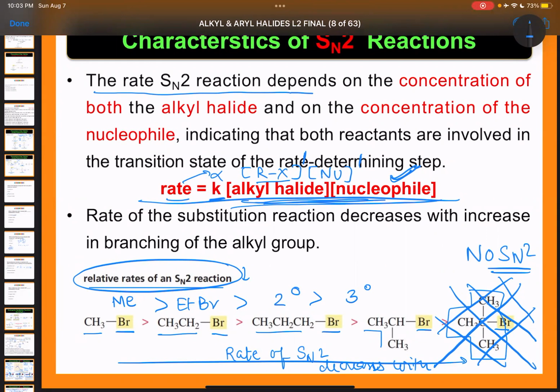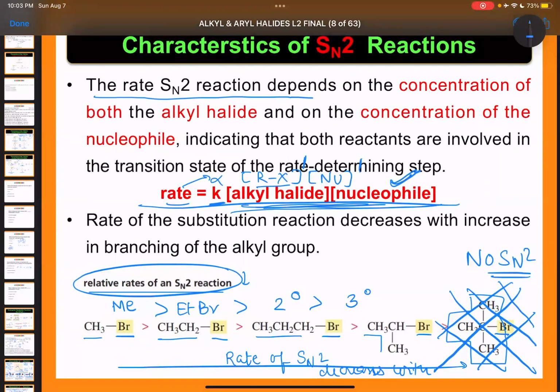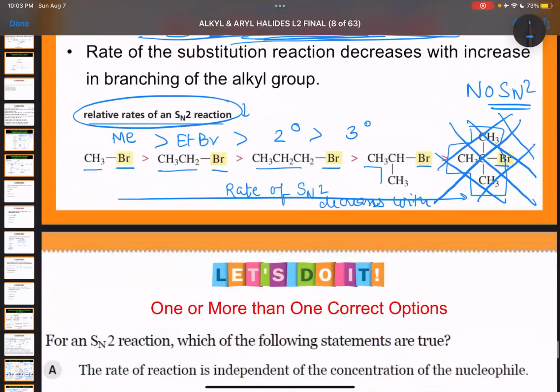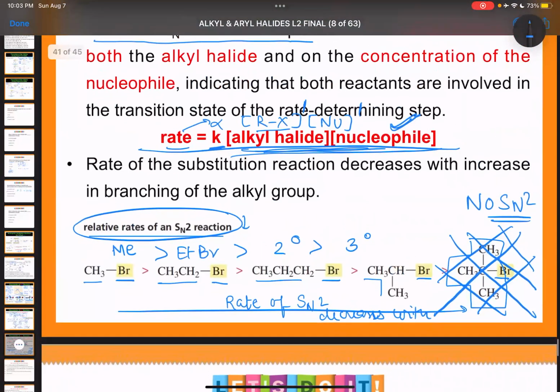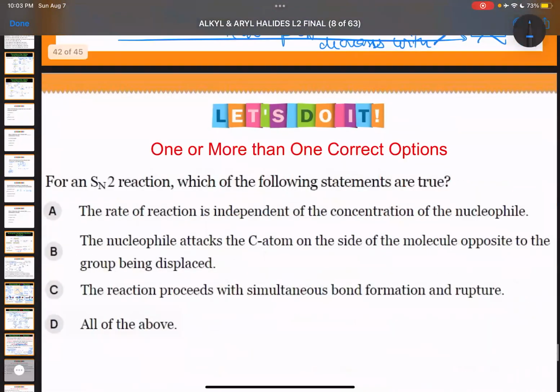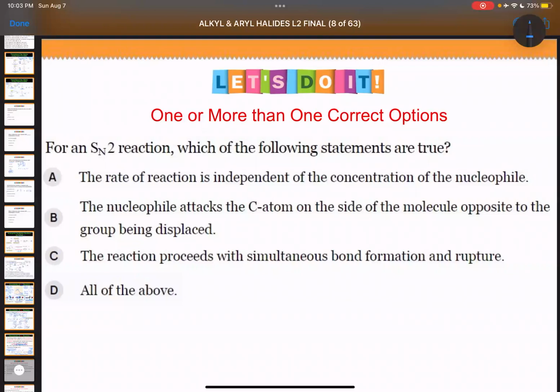So if it is SN2 happening and if there are two substrates, one is more branched, another is less branched, okay, one has more alkyl groups, another has fewer alkyl groups, the speed is going to be faster on the substrate which has fewer alkyl groups, less crowding. Okay, there the reaction is going to be faster. Okay, the rate depends upon the leaving group also. So we will understand it through questions. Okay, so let's do this question. Very basic, just a collection of points of characteristics of SN2 reaction.